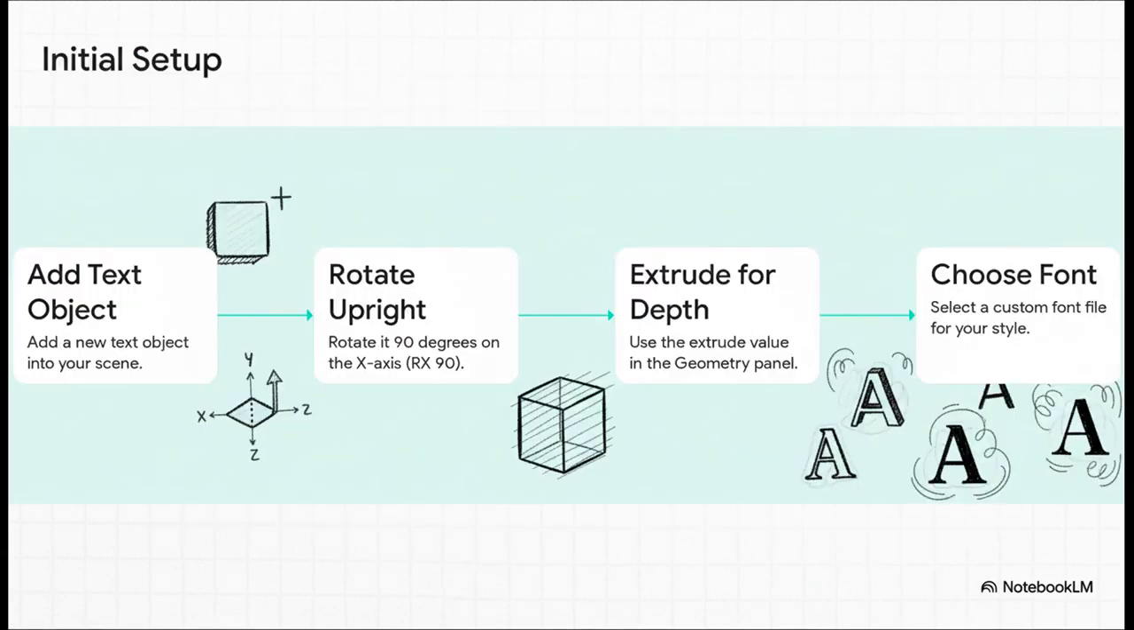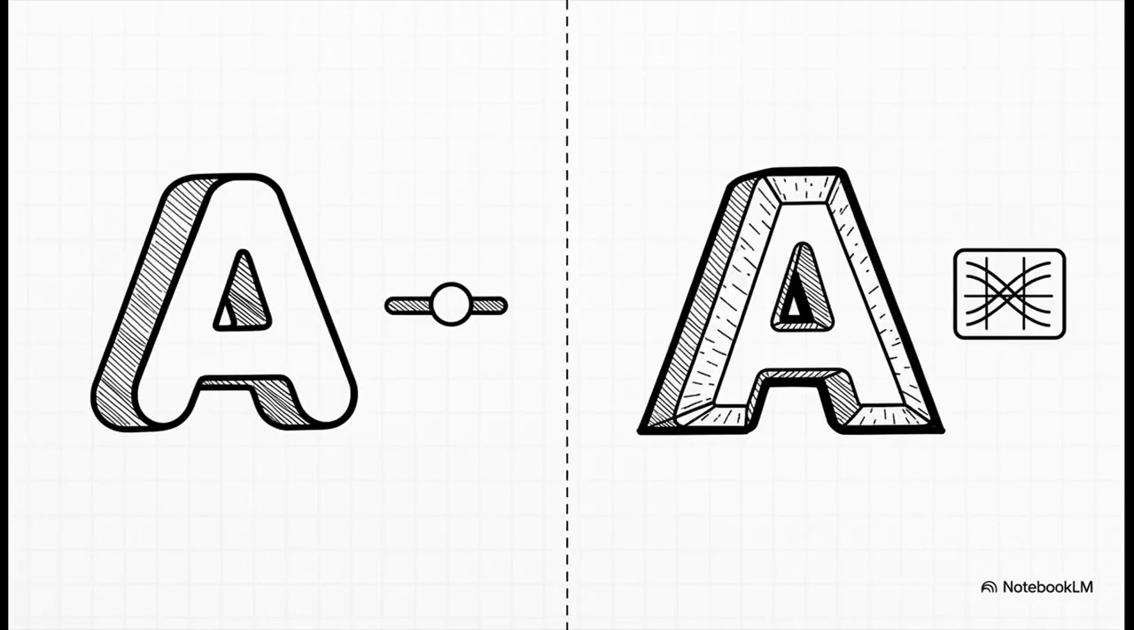The initial setup is super fast. You just add a text object, stand it up with a quick 90-degree rotation, and then you hop over to the text properties. From there, you just give it some depth with the extrude slider and pick a font that really fits your style. You can add a standard bevel right away to get a softer edge, and honestly, that looks pretty good. But to get that really high-end, detailed look, we need to go way beyond the basic sliders.